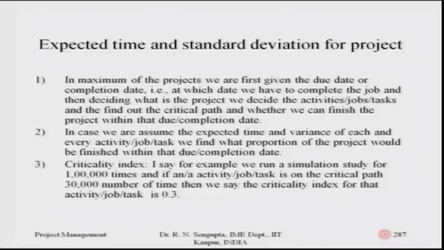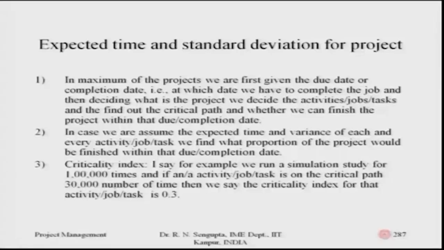Say, for example, we run a simulation study. If you remember, we said that the more you simulate, the more you are able to find out which jobs come out the maximum number of times in the critical path. Based on that, we say that they are on the critical path and they are the critical activities. So, we run the simulation, for example, 100,000 times, which is 1 lakh times, and if a job is on the critical path 30,000 times, we say its critical index is 30,000 by 1 lakh. So, it will be 30%, which means that job would come up in the critical path 30 times out of a simulation of, say, 100.